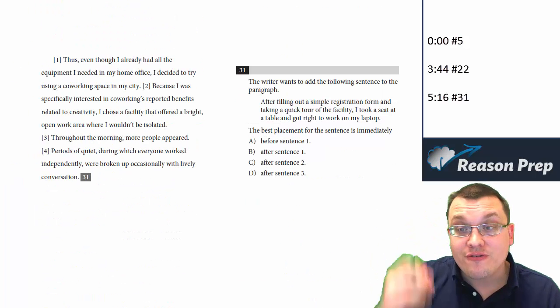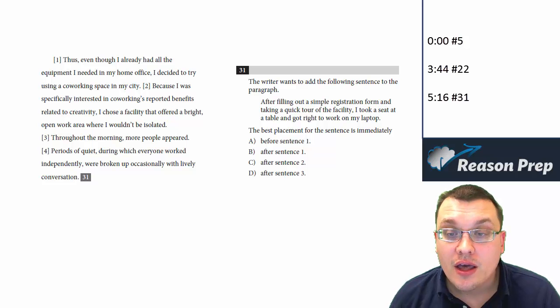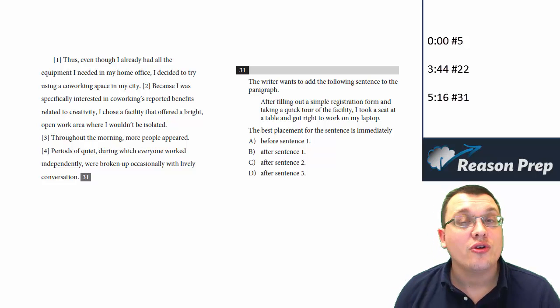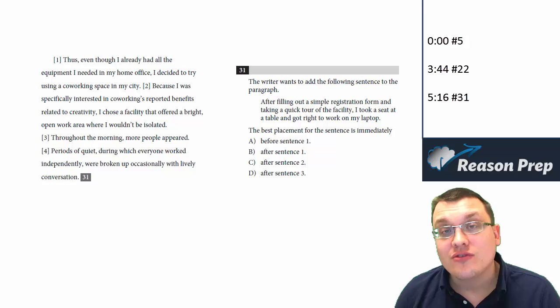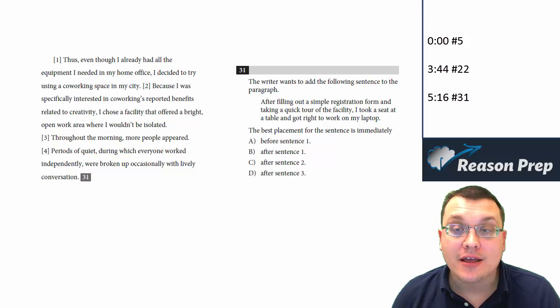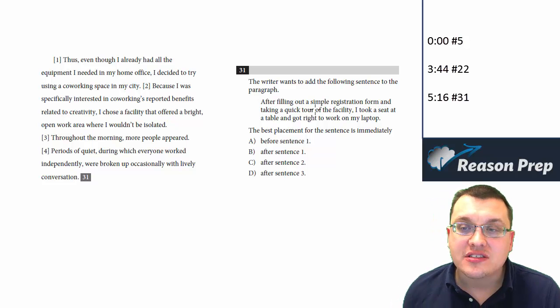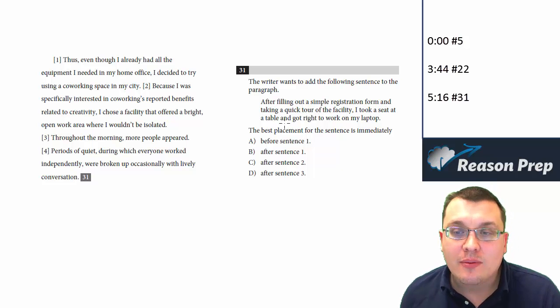The writer wants to add the following sentence to the paragraph, and what is the best placement for the sentence? So it's a two-parter. We have to add the sentence, but then we want to know where we're going to add it. So let's see. After filling out a simple registration form and taking a quick tour of the facility, I took a seat at a table and got right to work on my laptop. So let's see where we want to put this.